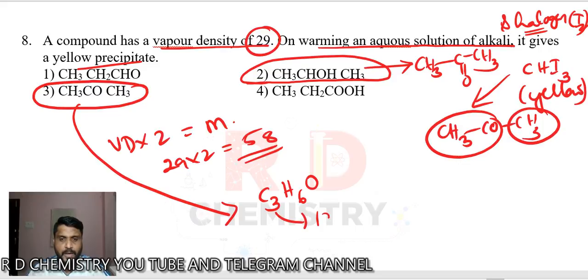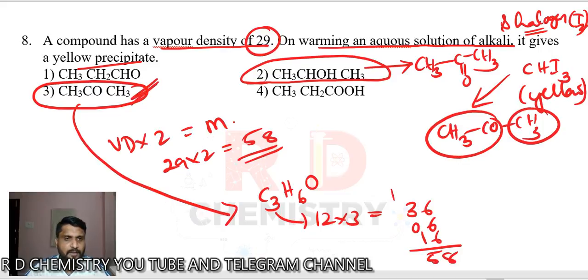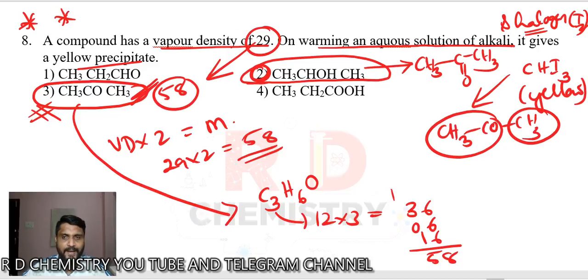So, carbon 12 into 3 is equal to 36. Oxygen is 6 and hydrogen is 6 altogether. Oxygen is 16. That makes 18, correct? 1, 3, 4, 5, 58. So, these have molecular mass 58 because they gave vapor density 29. But whereas this compound, option number 2, the molecular mass is not 58. So I can conclude that the third one is the answer. Okay, right? Remember students, iodoform is one of the important reactions we have.